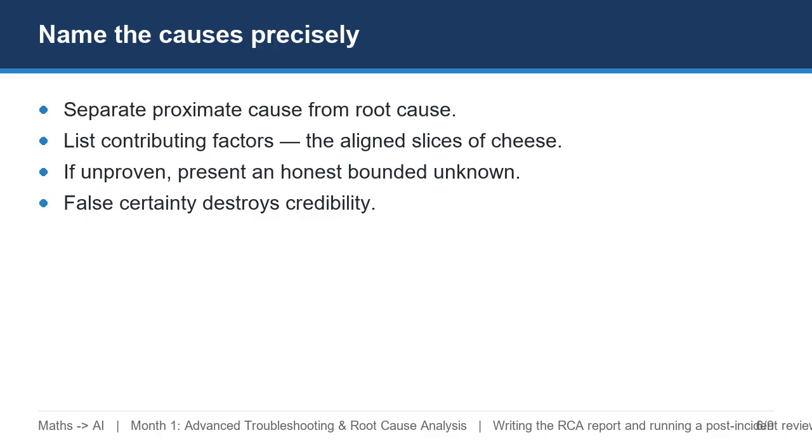Use the vocabulary from this month. Separate the proximate cause, the immediate trigger, from the root cause, the systemic condition, and list any contributing factors that aligned. And if you couldn't actually prove the root cause, say so honestly. Give the most supported hypothesis with evidence for and against, what you ruled out, the mitigation in place, and what new data would confirm it. A bounded unknown preserves your credibility. False certainty destroys it the moment someone checks.